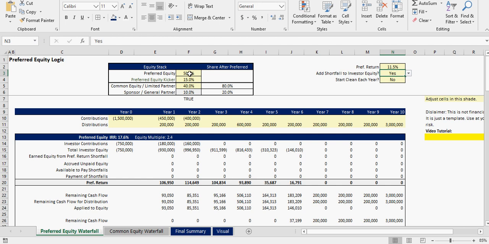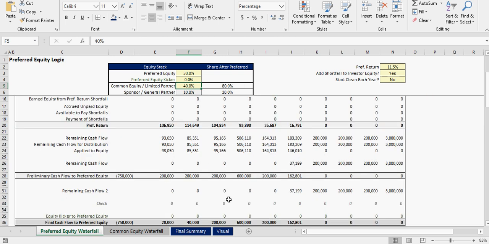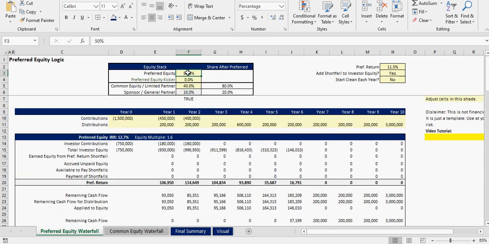You can set this up so you have preferred equity and no kicker. You can just put a 0 for the kicker, and then it's just based on the equity getting returned and then whatever the preferred return is.